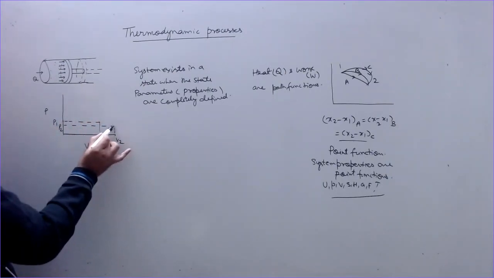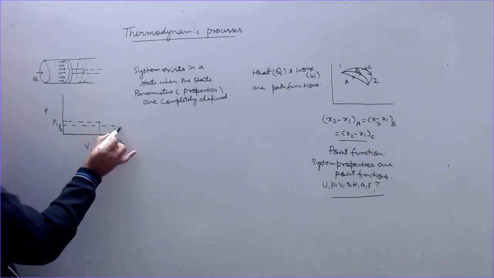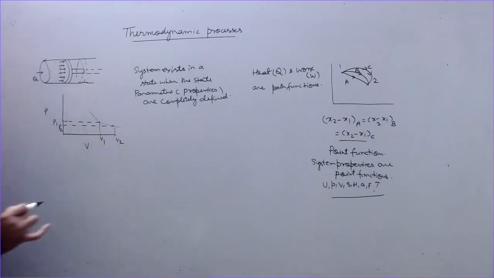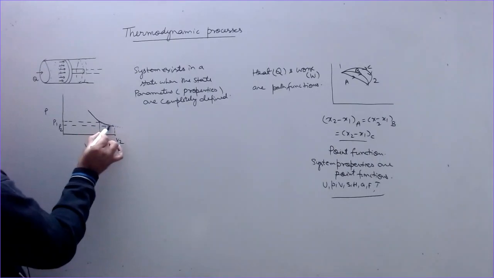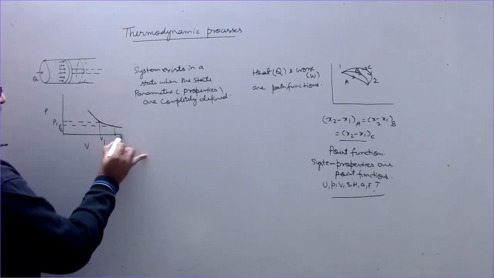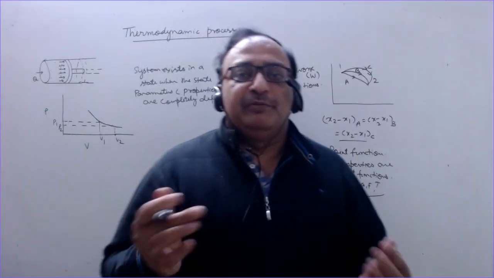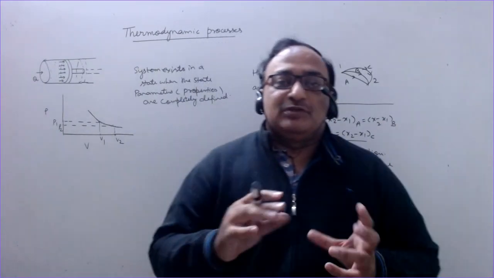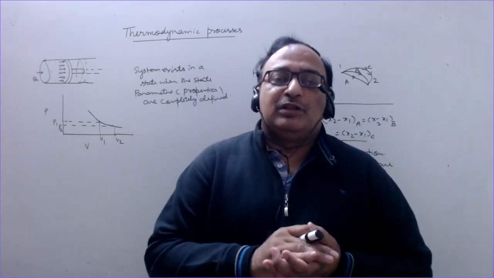So if we attain more and more equilibrium points like this, and they are very close to each other, and you join all these equilibrium points, then we attain a process. So we can say that a thermodynamic process is the continuation of the equilibrium points, thermodynamic equilibrium. Here I must use the word thermodynamic equilibrium, not thermal equilibrium.